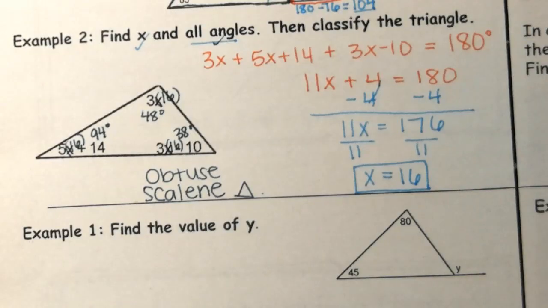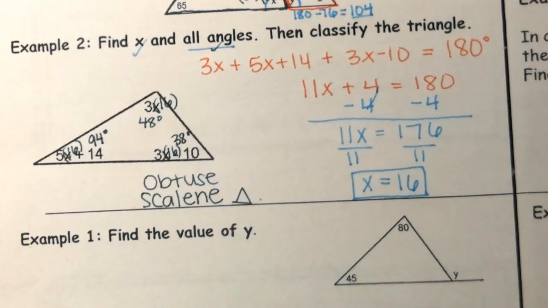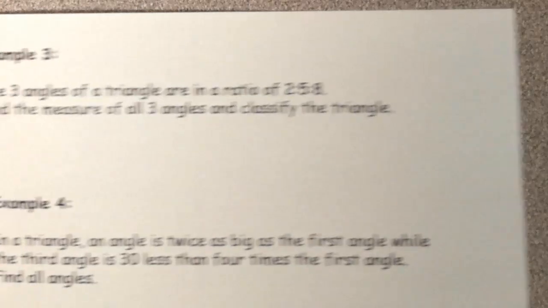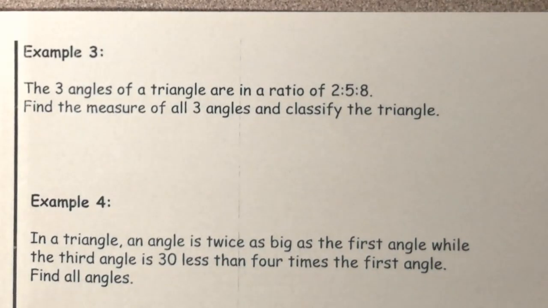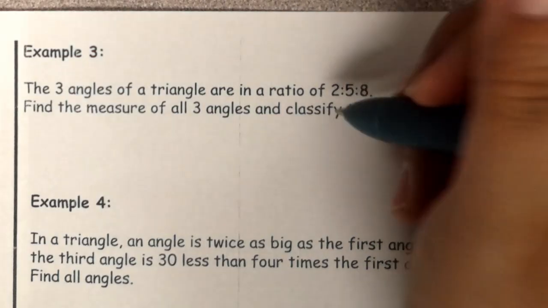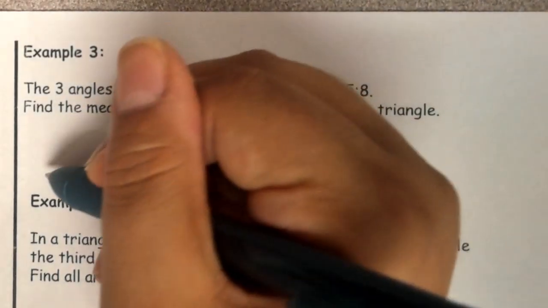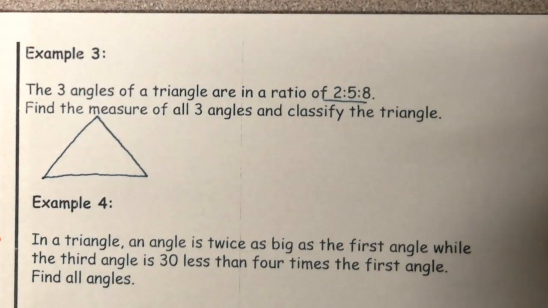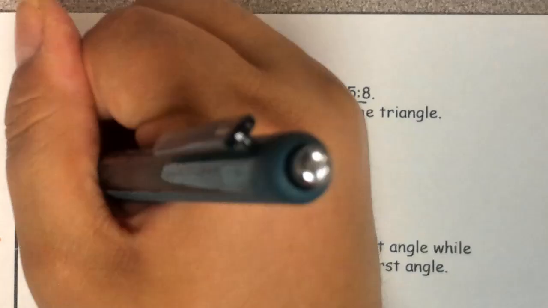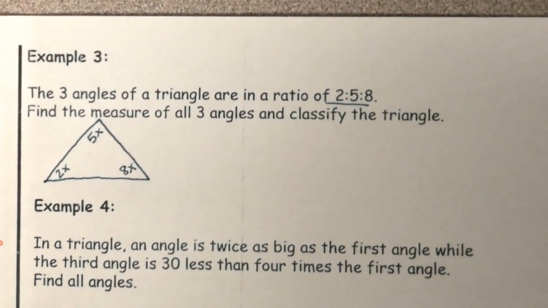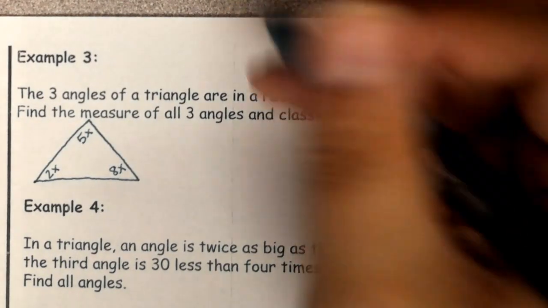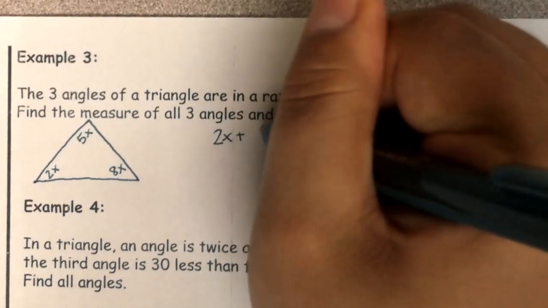All right, number 3, I'm going to slide over. We're going to not do the bottom yet. So everybody got that down? Okay, slide over to example 3. It says the angles of a triangle are in the ratio of 2, 5, and 8. So I'm going to draw a triangle. And if I'm given a ratio, what does that mean? 2x, 5x, and 8x. So what do I know? I can add them up to equal 180.